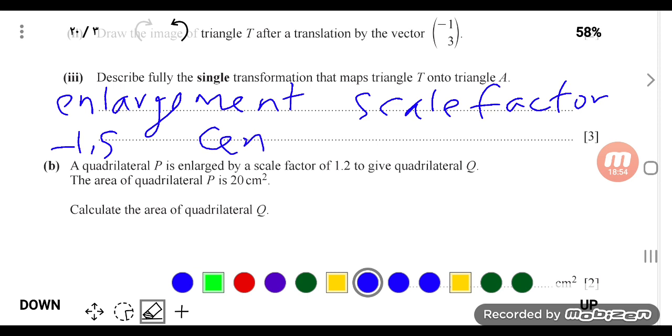Center of enlargement, also you have to write the center, is where the lines meet, 0, 3. So this is here 3 marks. For each description you have 1 mark. Now let's read next one.